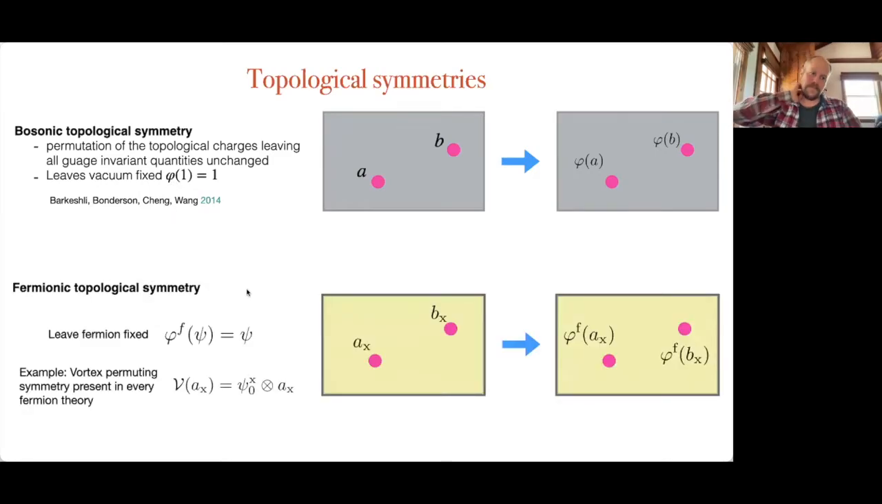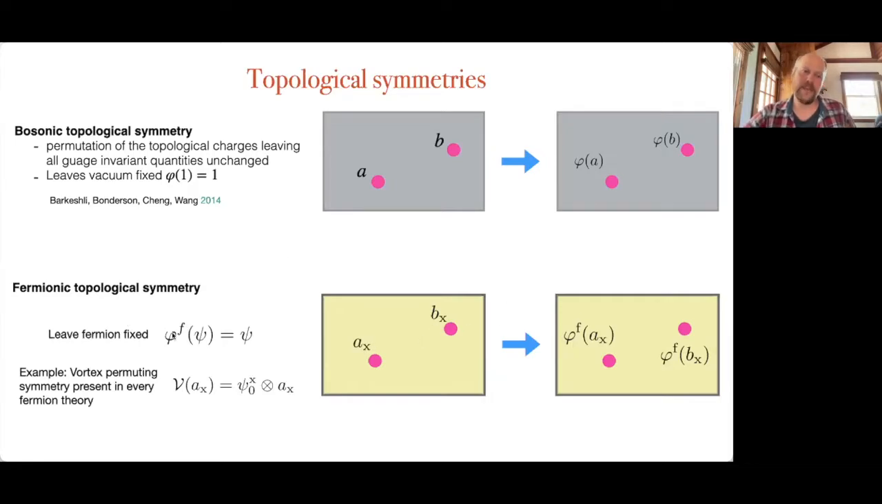Okay, for a fermionic topological symmetry, it's more or less the same thing. It again just applies a permutation to the objects. And I'll use this superscript F for fermionic topological symmetries. So it permutes the objects in a similar way. B goes to phi of B, A goes to phi of A.